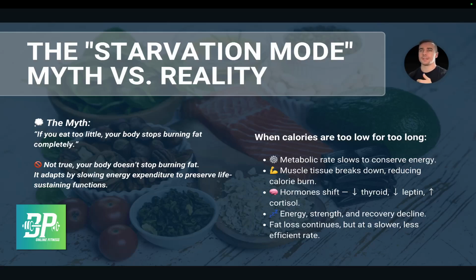So you would likely still burn, you would still lose fat, but it's not as efficient because of a lot of these different factors. Your muscle tissues are broken down, they're not able to burn as many calories, your hormones are shifted too. There's a lot of different things that play into how your body is going to metabolize food and nutrients.